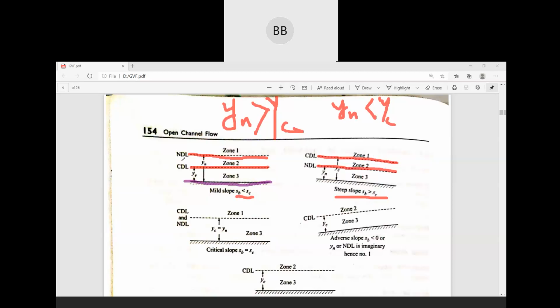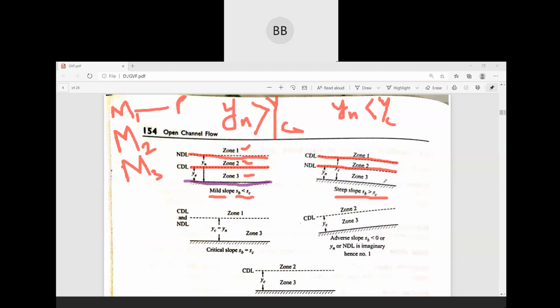Each NDL and CDL divides the whole section into three zones: zone 1, zone 2, and zone 3. Depending on the zone, suppose this is your mild slope, then the profile in the mild slope will be M profile. If it is in zone 1, then it will be M1. If it is in zone 2, then it will be M2. Or if it is in zone 3, then it will be M3.